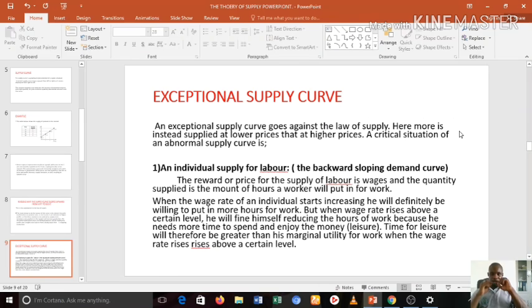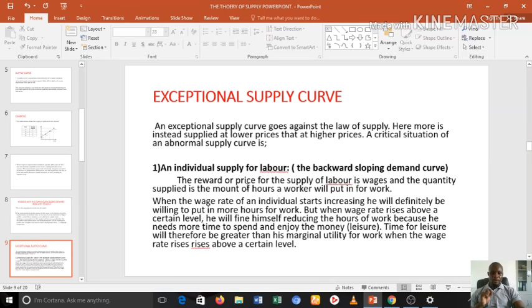Now, the first factor for an exceptional supply curve, as I said, is individual supply for labor. And this individual supply for labor leads to what? It leads to a backward sloping supply curve. It looks like this, a backward sloping supply curve. Now, let's read on from our notes.